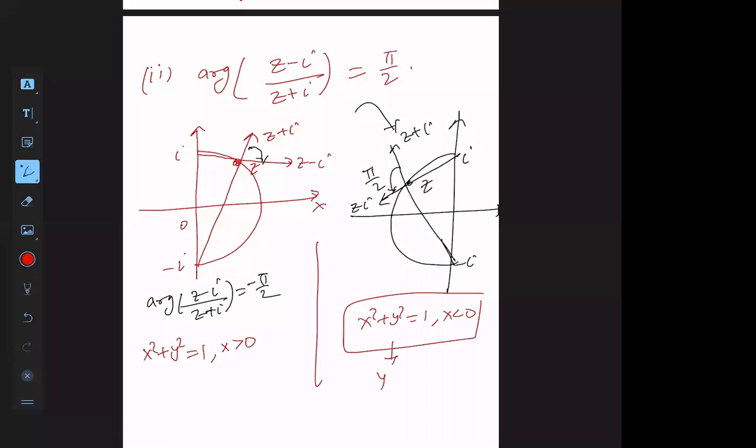Sometimes they write in this form, x is equal to minus under root of 1 minus y square. Either they write it this way, x square plus y square equal to 1 and x is greater than 0, or they simply write x is equal to under root of 1 minus y square. x is equal to under root of 1 minus y square implies that x is positive and x lies on the circle. x is positive means it is the right part of the circle.